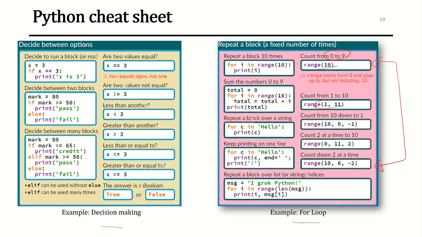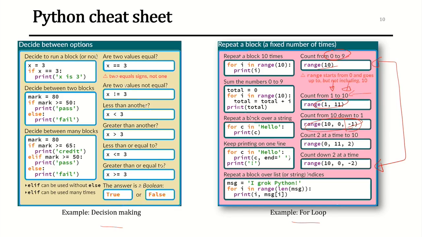And if you provide two parameters, the first parameter represents the starting number, and the last one is the ending number, which is not included. So it means if you say range from 1 to 11, you will get the numbers from 1 to 10. But if you provide 3 parameters, the third one will represent the increment value.